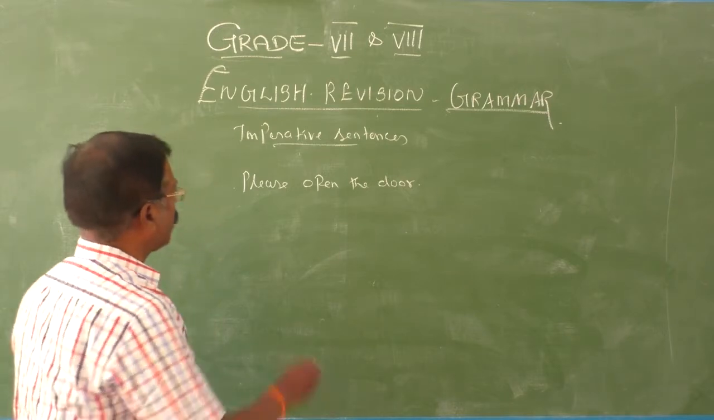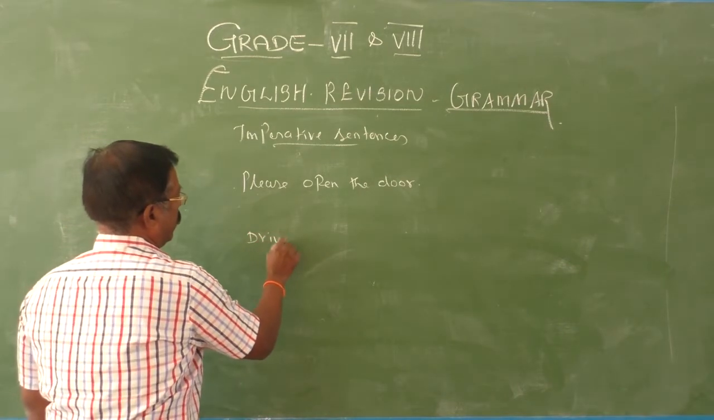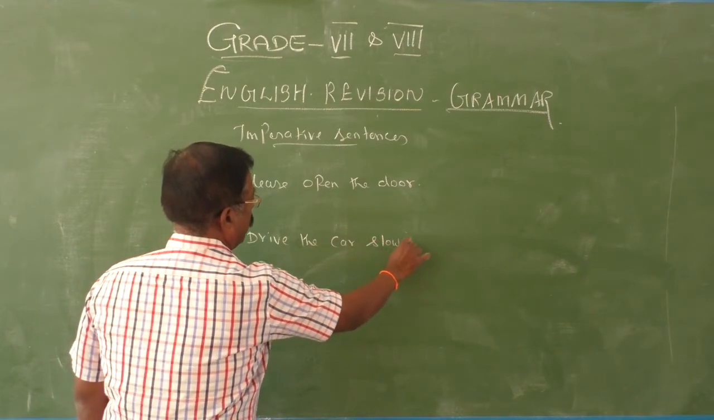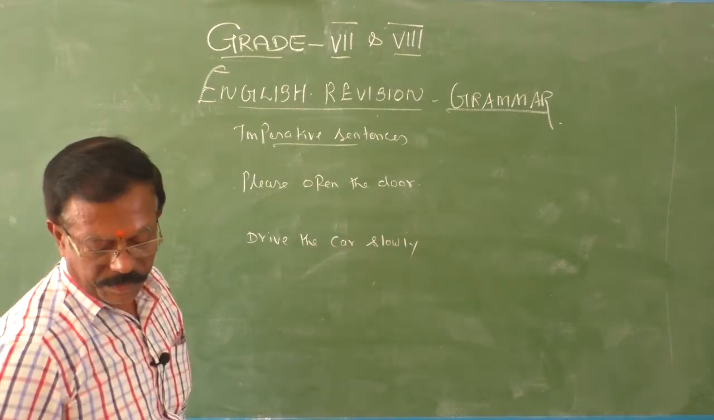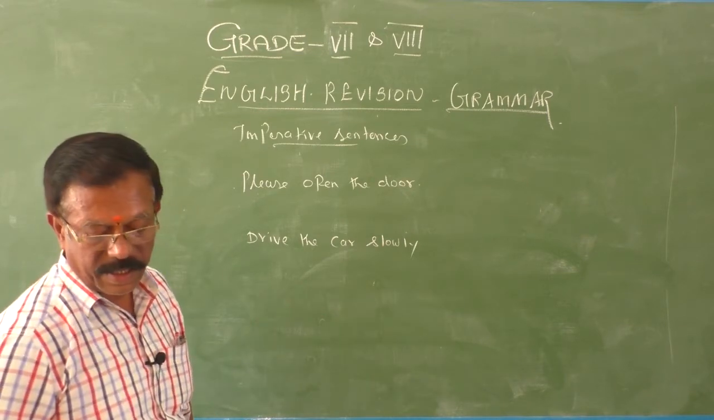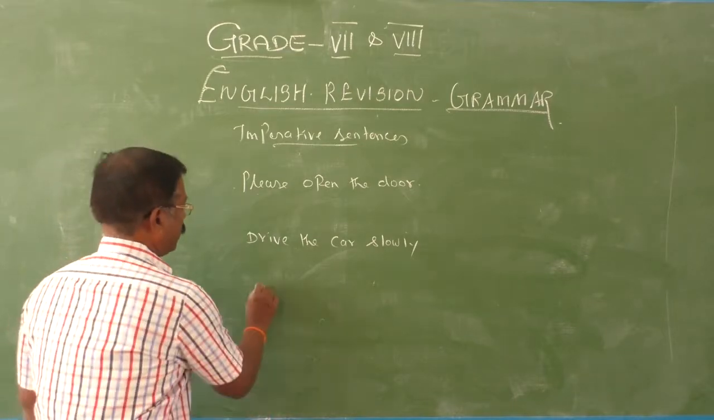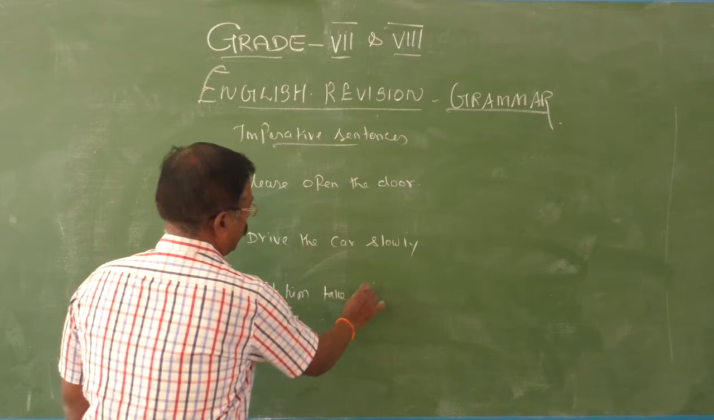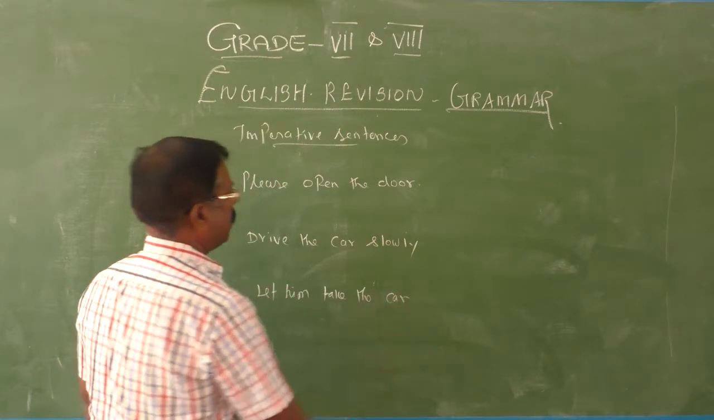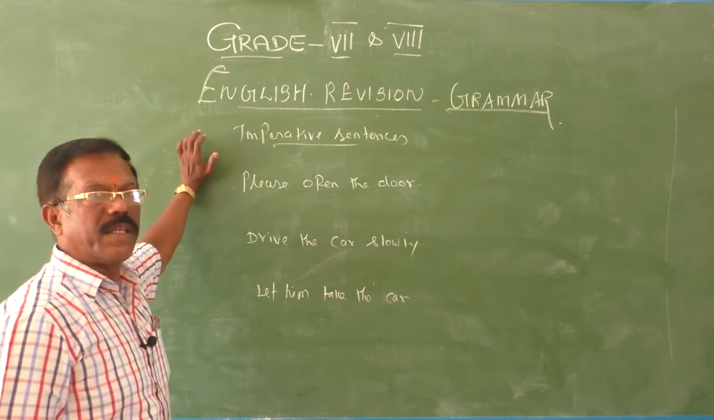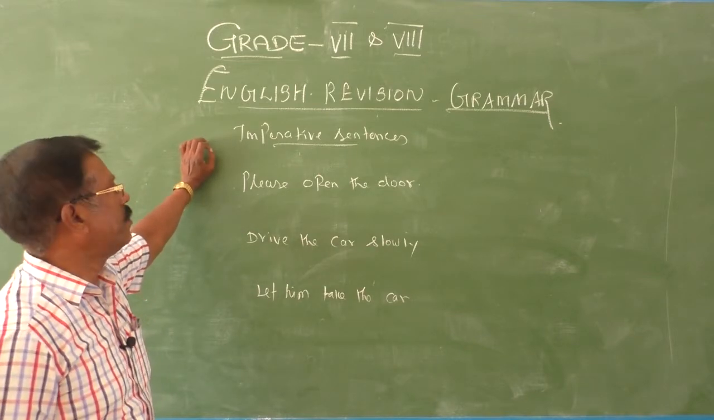Okay, drive the car slowly. And one more example: open the door for your mother. That I have already given. Let him take the car. Now see children, I have given you three imperative sentences. You have to change these sentences into passive.